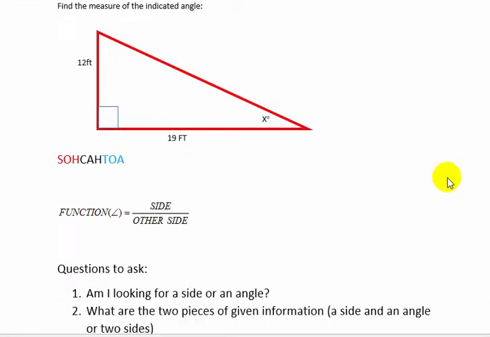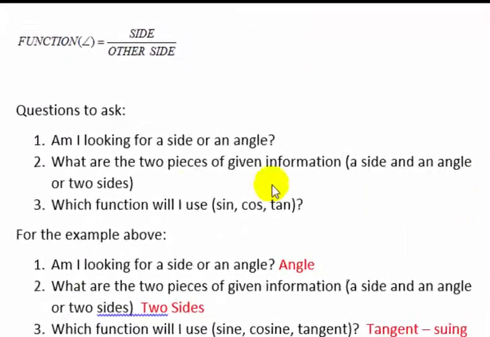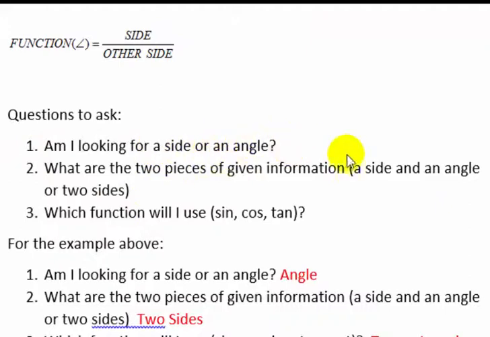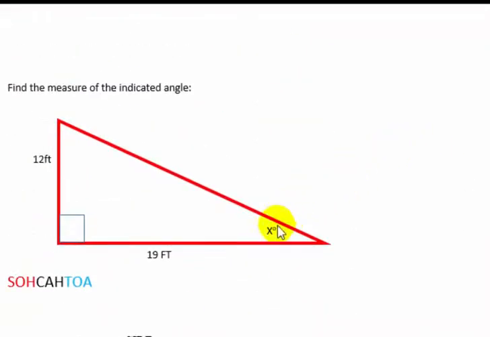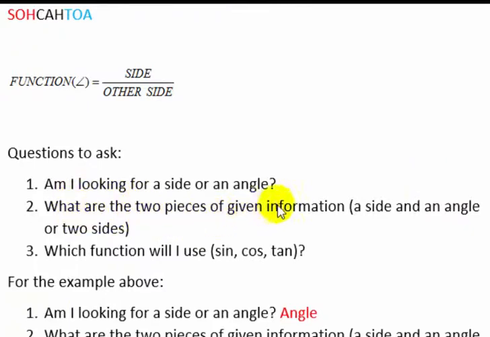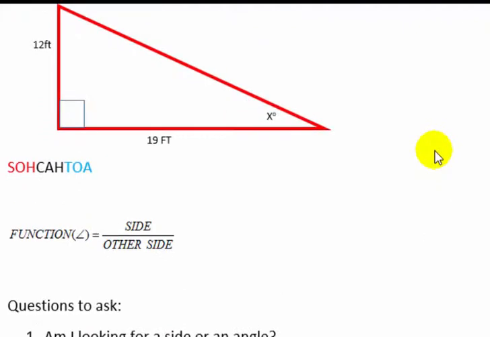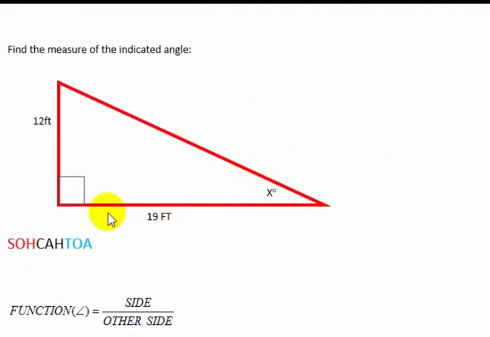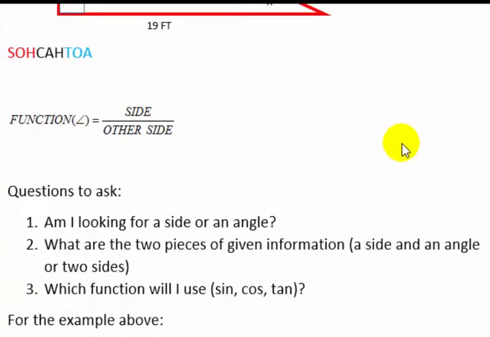The first thing that we're going to do is ask these questions. One, am I looking for a side or an angle? Well, obviously right here, we're looking for an angle. Next, what are the two pieces of given information, a side and an angle, or two sides? And you'll see right here, we know two of the sides. If we know two of the sides and we know it's a right triangle, we can always find the angle using SOHCAHTOA and function of the angle equals side divided by other side.